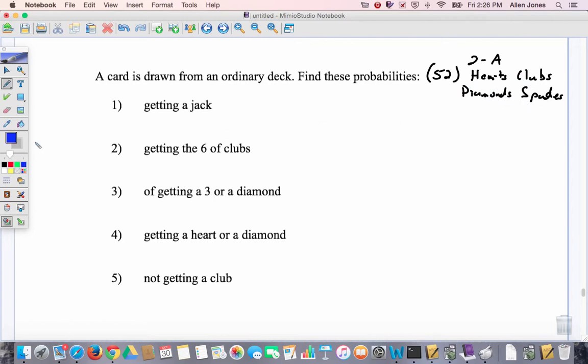There are 13 hearts, 13 clubs, 13 diamonds, 13 spades. Again, I'm hoping that most of us are familiar with that, so we're going to run through these questions fairly quickly. We're drawing 1 card out of here, so the probability of getting a jack: there are 4 jacks in a deck of cards, 1 heart, 1 club, 1 diamond, 1 spade, out of 52 total cards, and we've established earlier our probability is always written in simplest form, so our probability is 1/13.